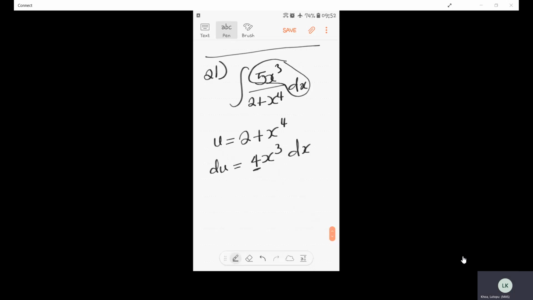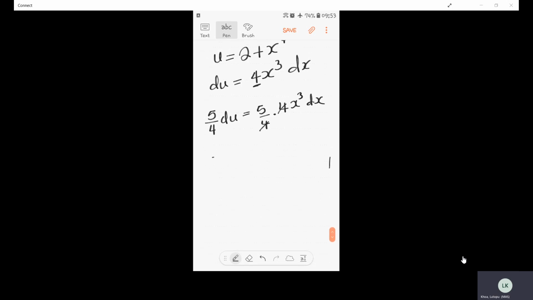Here I will multiply by 5 over 4 on both sides. I have 5 over 4 du, which is 5 over 4 times 4x cubed dx. So these two will cancel, and I'm left with 5 over 4 du, which is equal to 5x cubed dx. Then this 5x cubed dx, I will replace with 5 over 4 du.